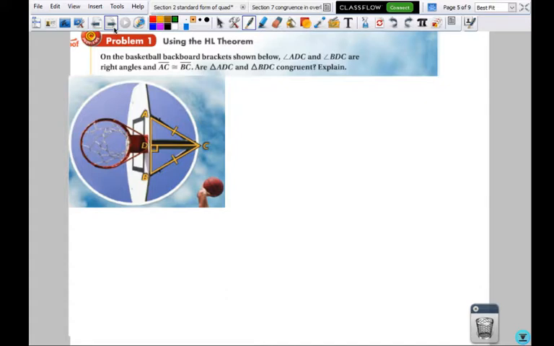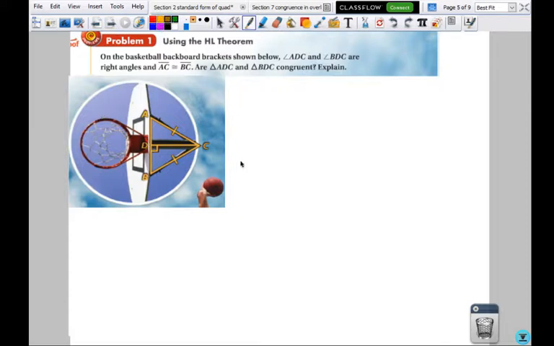It's weird. Okay. So we're going to do kind of a real world example. We have a picture of a basketball hoop here, and the backboard brackets are shown. In here, angle ADC and angle BDC are right angles. AC is congruent to BC. I want to know, are triangles ADC and BDC congruent? Yes. So let's go through and look at these.